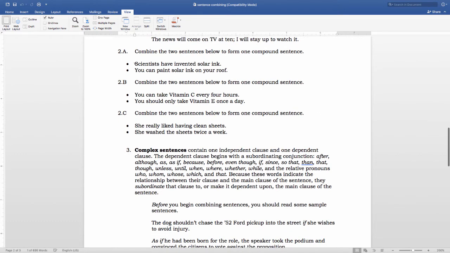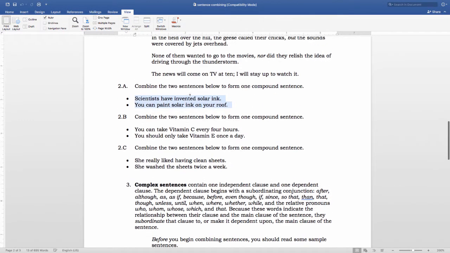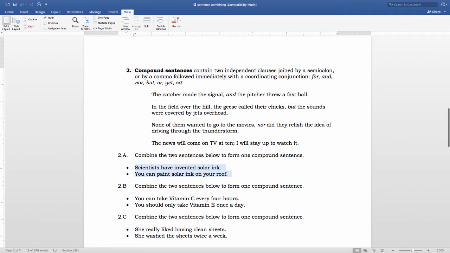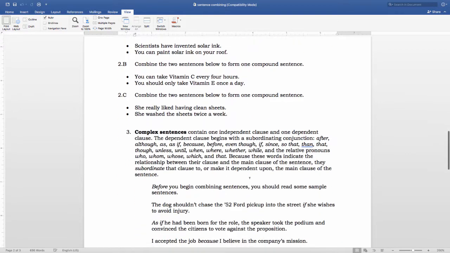So if we wanted to make these into a compound: scientists have invented solar ink. You can paint solar ink on your roof. You could say and, but and isn't really the best way to show the relationship between those because it looks like one is a result of the other. So instead of and, you'd use so. Scientists have invented solar ink, comma, so you can paint solar ink on your roof. Well, one of these days.